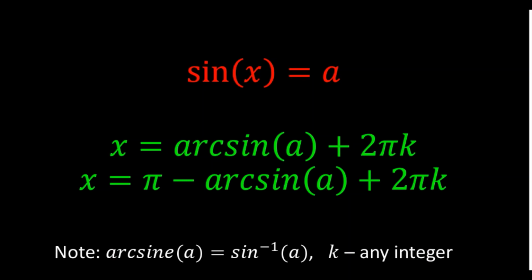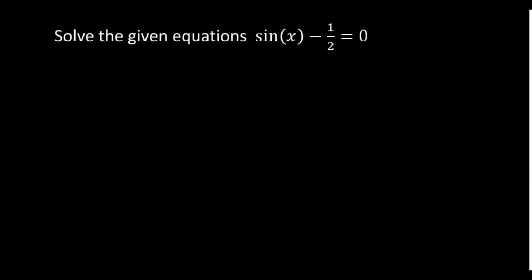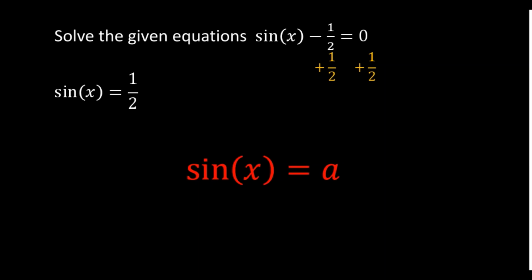Let's look at how we can apply this on an example. We need to solve the given equation, sine of x minus 1 over 2 equals 0. We notice that sine here is raised to the power of 1, which means that this is a linear equation. So we want to isolate sine on one side, move numbers to the opposite side to bring it to this form, sine of x equals a. So we will add 1 over 2 to both sides, and we will get that sine of x equals 1 over 2. So in this case, a equals 1 over 2.